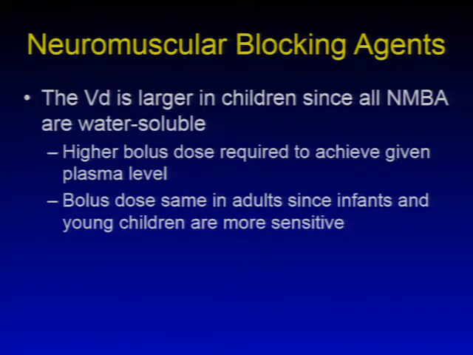However, the volume of distribution of the neuromuscular blocking agents is larger in children since all neuromuscular blocking agents are water-soluble. Therefore, a higher bolus dose would be required to achieve a given plasma level. But we use the same bolus dose in adults and children since infants and the young children, as mentioned before, are more sensitive to these agents.